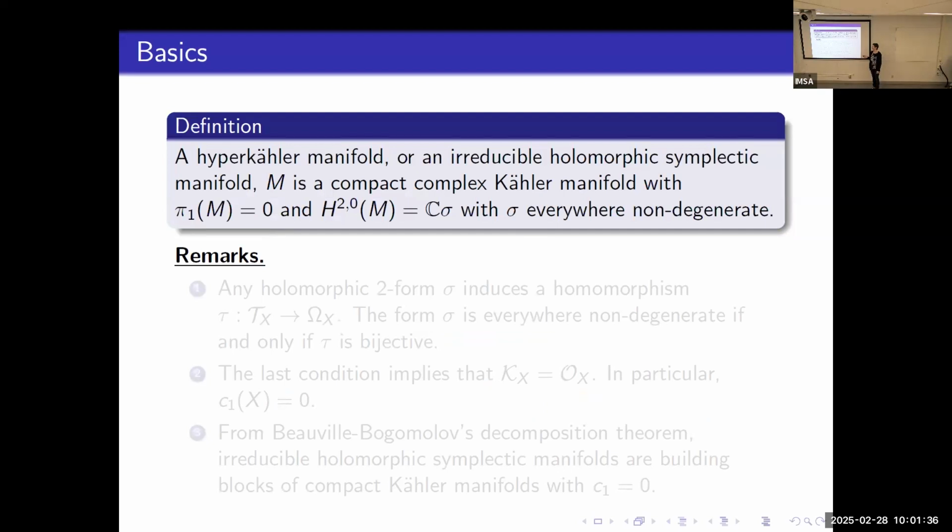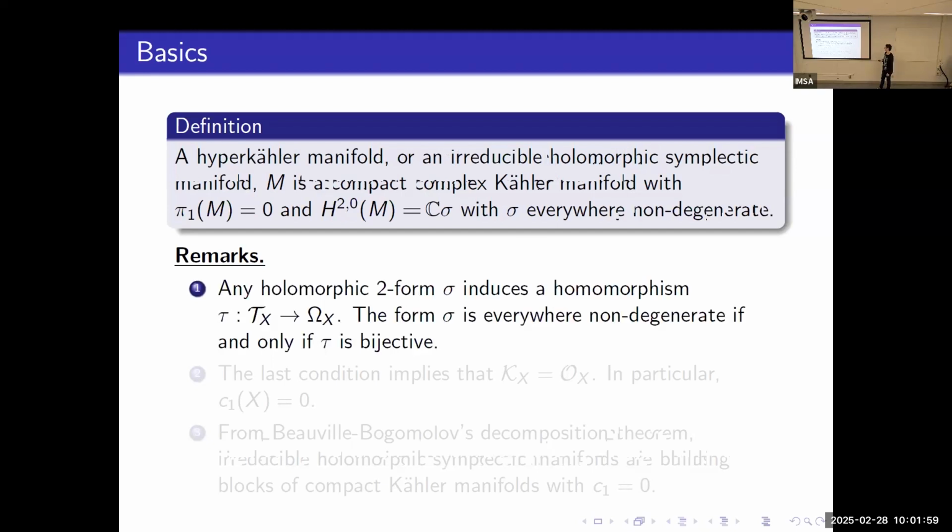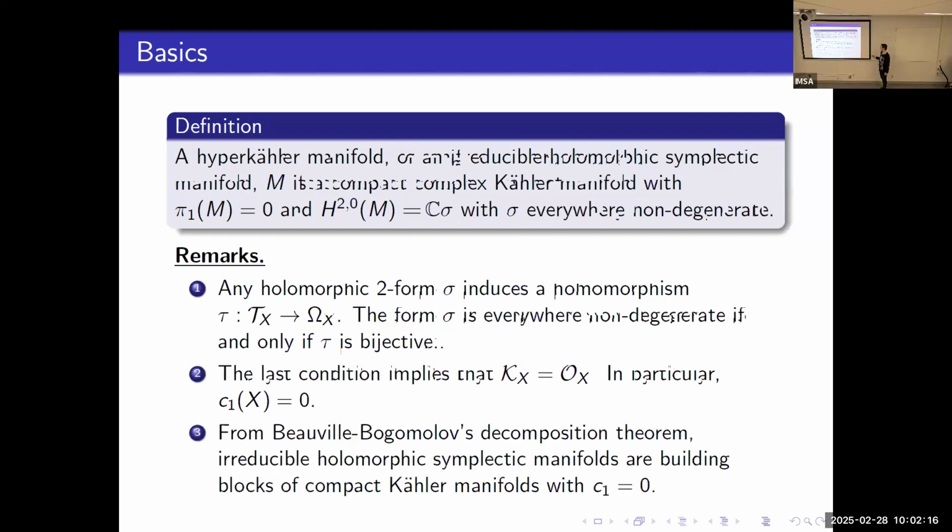So first let me define what a hyperkaehler manifold is, or in other words, an irreducible holomorphic symplectic manifold. This is a compact complex Kähler manifold which is simply connected, and you have a global non-degenerate holomorphic two-form. The fact that it's non-degenerate means it induces an isomorphism between the holomorphic tangent and cotangent bundles. And this implies that the canonical sheaf is trivial. In particular, you have vanishing first Chern class.